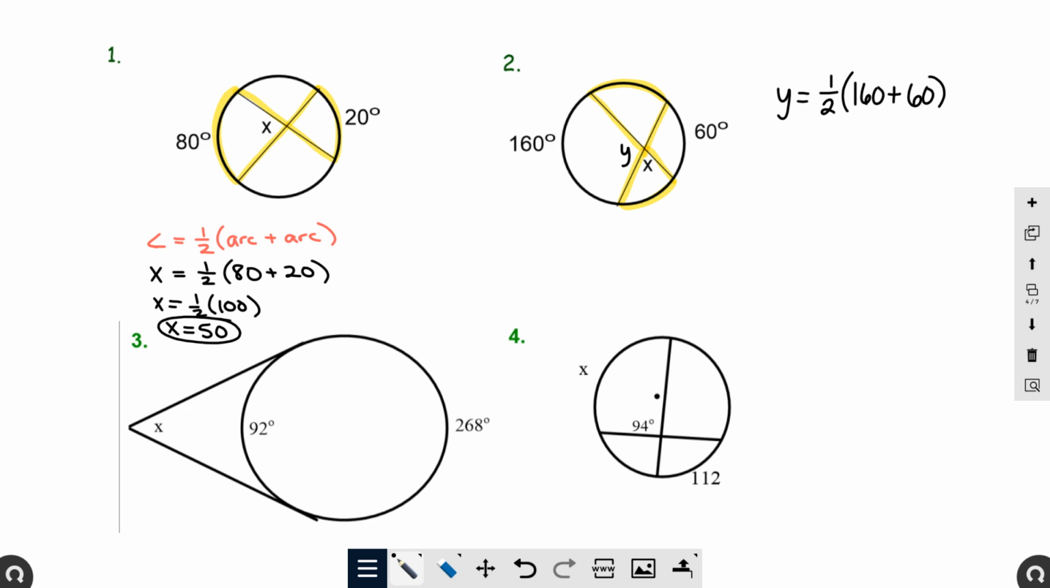So what's 160 plus 60? 220. And half of that is 110. So that means angle Y here is 110. Now, use your idea of vertical angles. So you could put 110 there, but you could also put 110 on the other side. How can that help us find what X is?